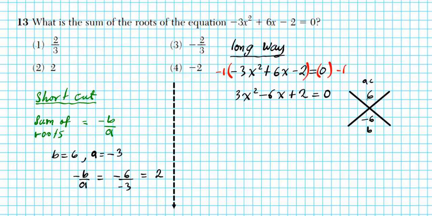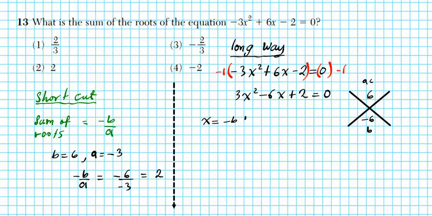If you think about all the combinations of integers that multiply to give you 6, we have 1, 6, and 2, 3. Let's see. None of them can add to give you negative 6. So what does this mean? This means that this is prime. I cannot factor it. So does that mean I can still find the roots? The answer is yes. We're going to use the quadratic formula.